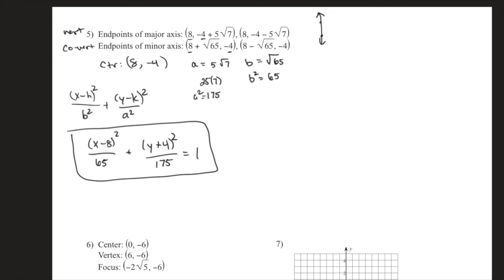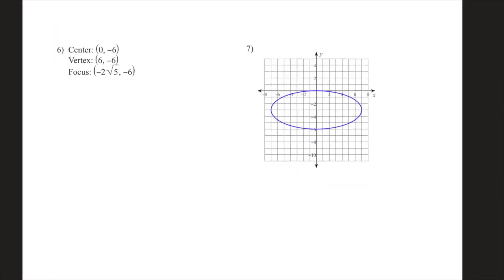This one was nice. It gave me the vertices and co-vertices, which allows me to find A and B relatively quickly. And it had the radical involved, so I got to see the center almost instantly as well. Let's keep on going. Number 6.